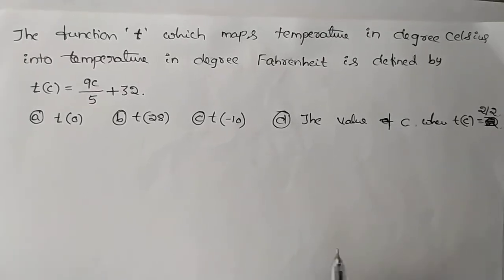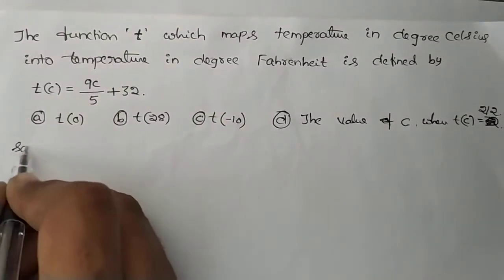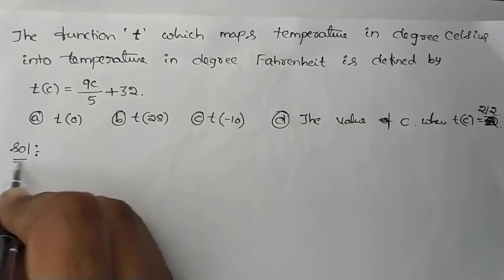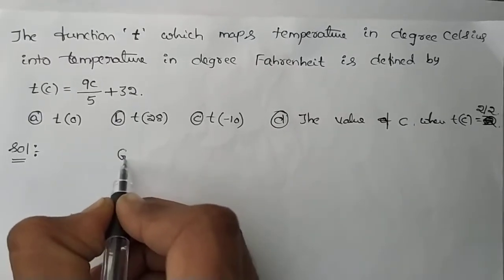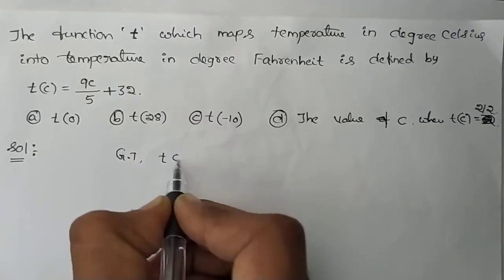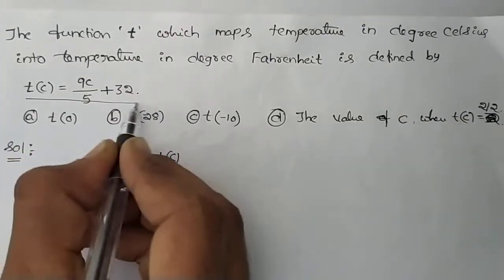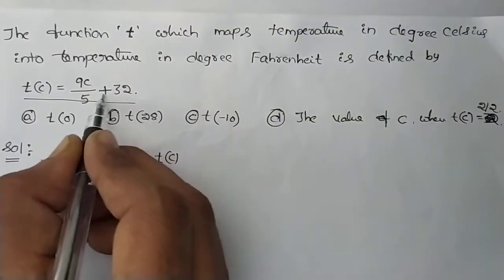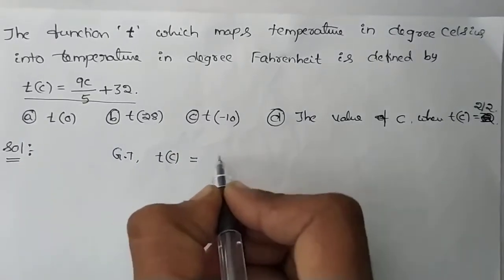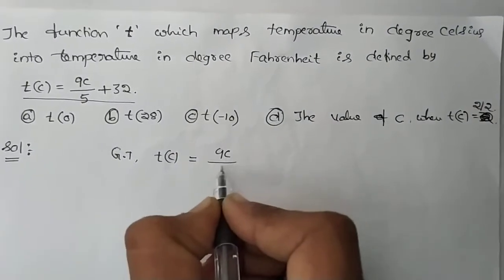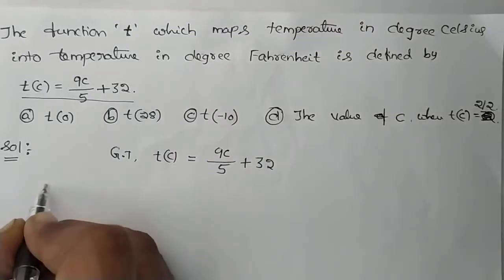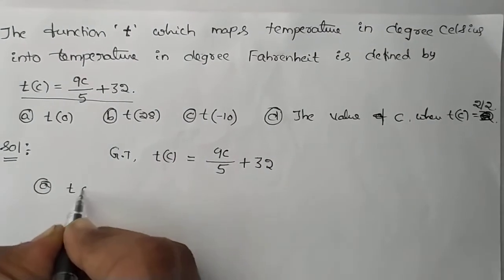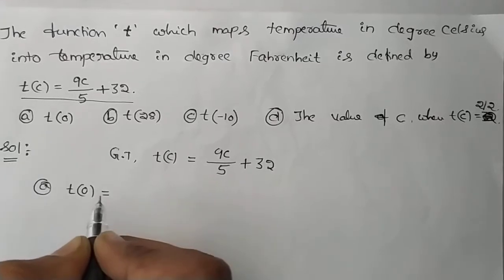Let us find out the values. Solution. First write down the given function. Given that T of C equals 9C divided by 5 plus 32. Very first one is T of 0.